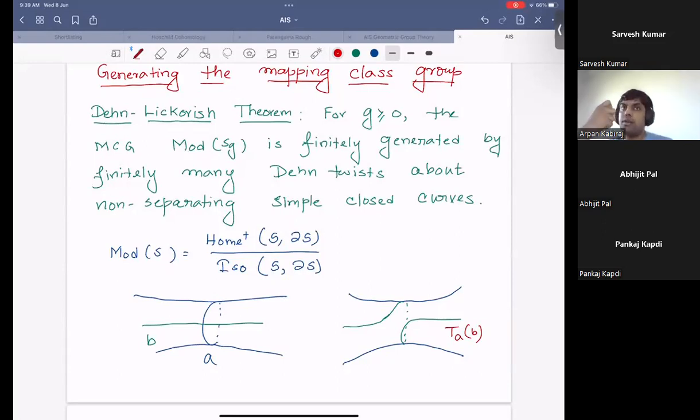Given any simple closed curve, there are two possibilities. If you delete the simple closed curve, the surface either remains connected or it becomes disconnected. Take a simple closed curve, cut your surface. If it remains connected, we call it non-separating because it's not separating the surface. If it becomes disconnected, we call it separating. So non-separating means if you cut the surface along the curve, the surface still remains connected.